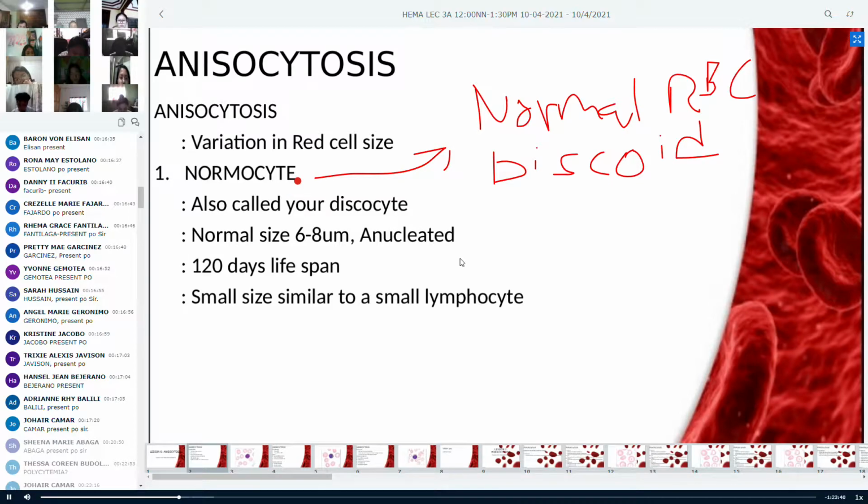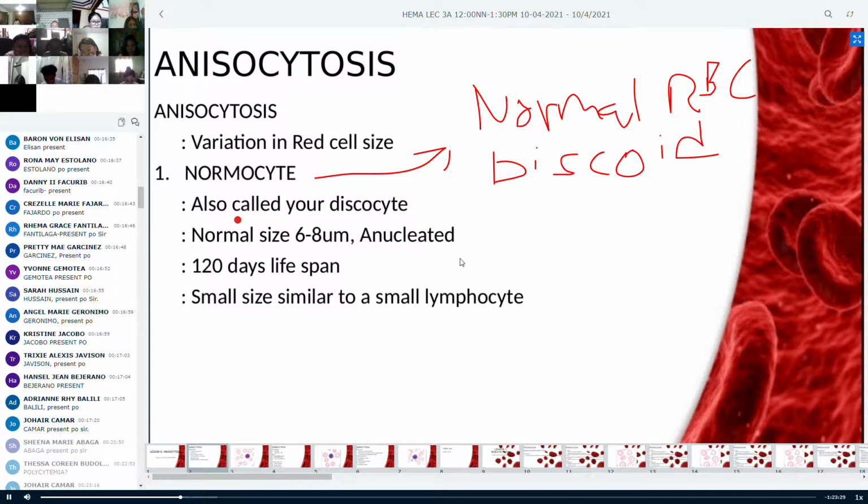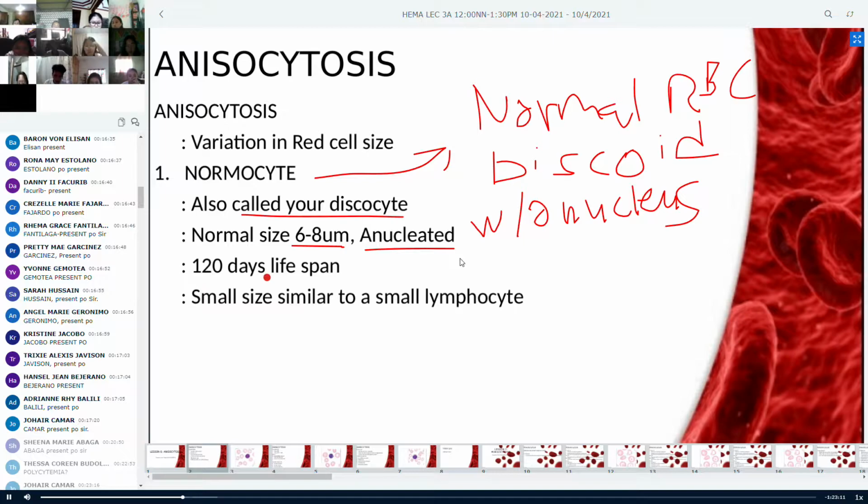Thus, they are often called discocytes. Again, your normocyte class refers to the normal size of your RBC. They often appear discoid in shape, and thus they are also called discocytes. The normal size of your RBC is 6 to 8 micrometers. It is enucleated, without a nucleus.